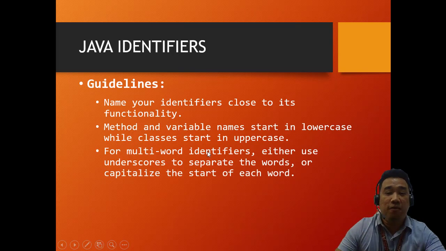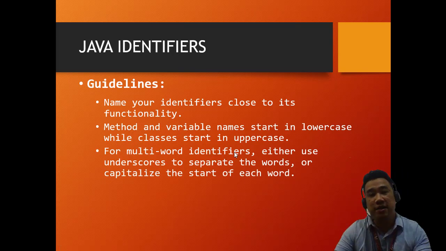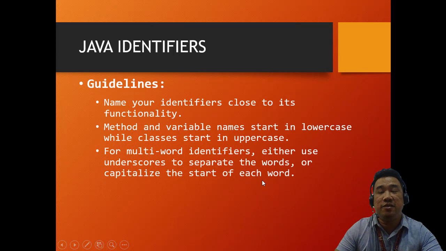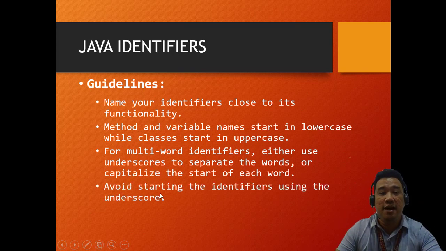Now, for multi-word identifiers, so let's say last name, first name, no? Either use underscore to separate the words or capitalize the first letter of each word. Or simply, guys, you can join them together and just capitalize the first letter. Now, avoid starting the identifier using the underscore.